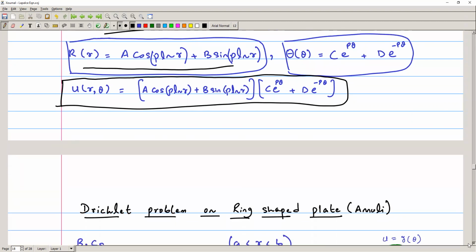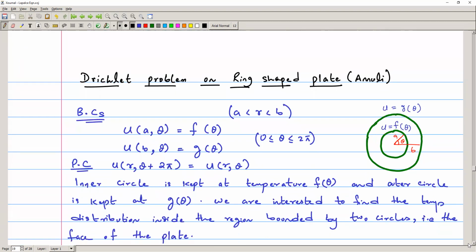Now we'll apply these solutions onto the particular cases that we talked about earlier. That is, for annulus, this is annuli, and for the interior of a disk and the exterior of a disk. So let's start with annuli.